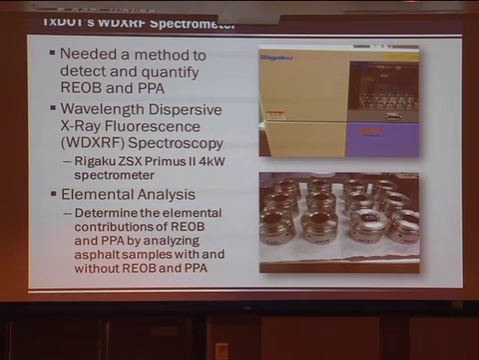The technique that we use at the CST Construction Division is what we call a Wavelength Dispersive X-ray Fluorescence Spectrometer. The name brand of the spectrometer that we use is the Rigaku ZSX Primus 2, and it's a 4 kilowatt spectrometer. Basically, what XRF does is an elemental analysis. What does that mean? It means that it looks for elements within the sample that you're analyzing. The idea here is to see if this method can tell the differences in elemental compositions of asphalts that contain Rehab and PPA versus asphalts that don't.